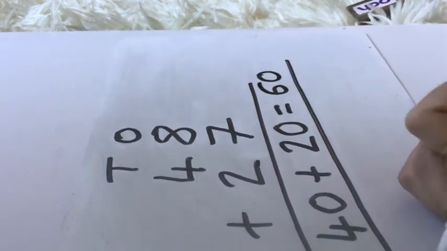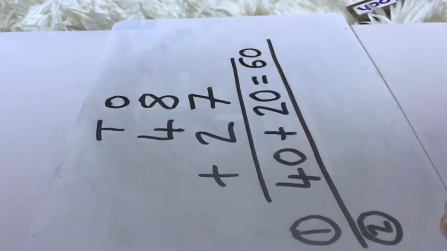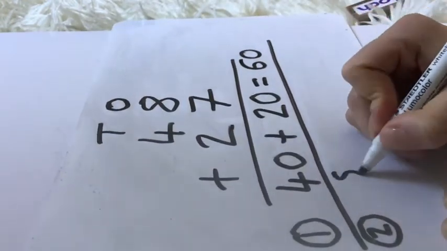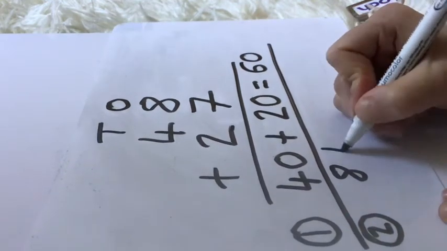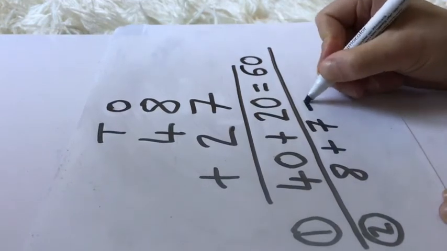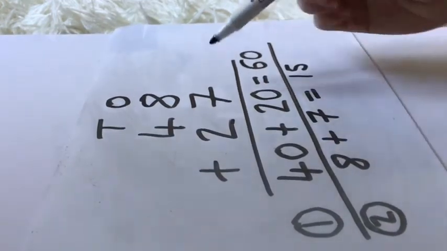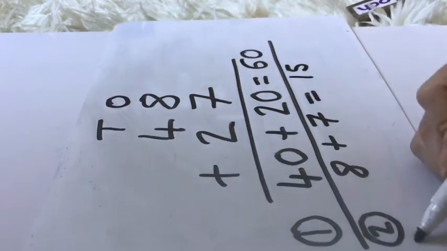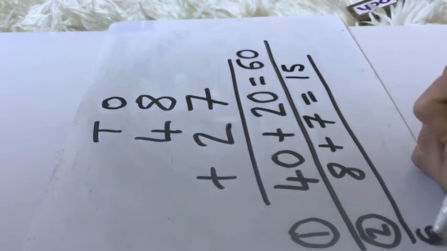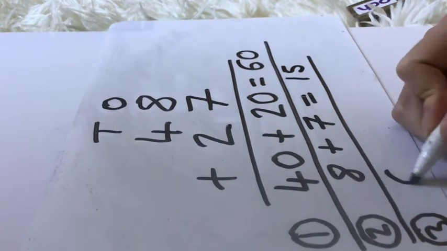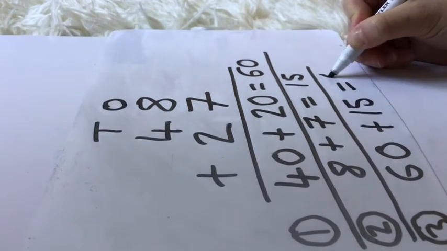Step 2, we're then going to add the ones. So 8 plus 7 equals 15. So there we've added the tens and the ones, and the final step is to add the total amounts together. So 60 plus 15 equals 75.